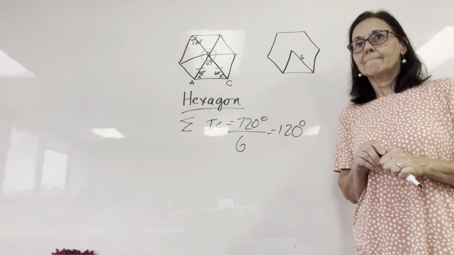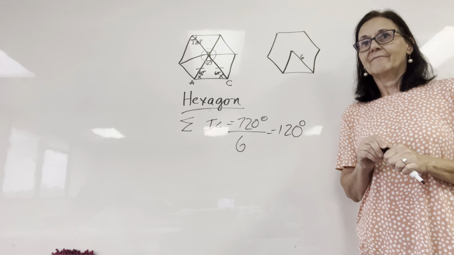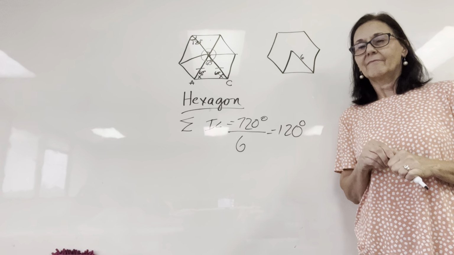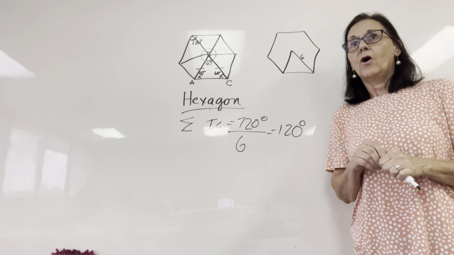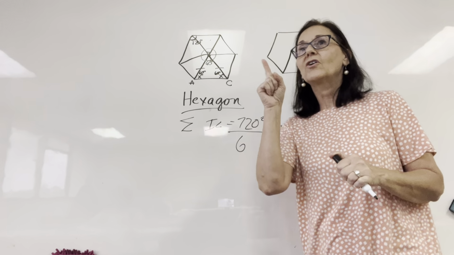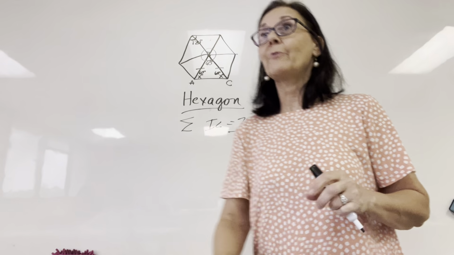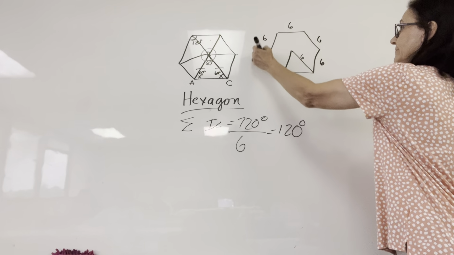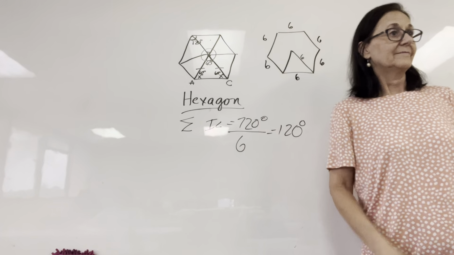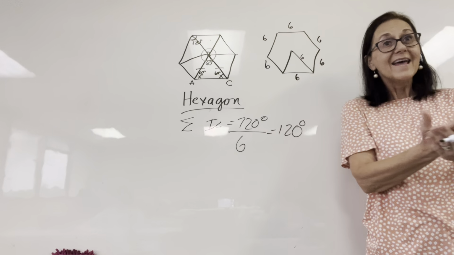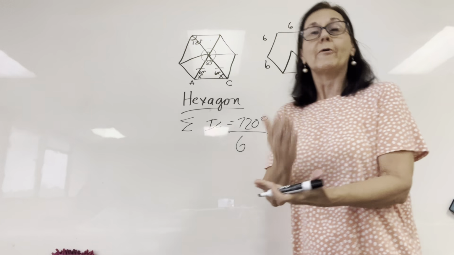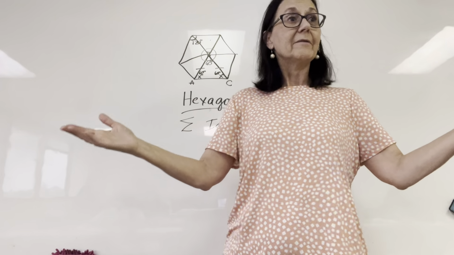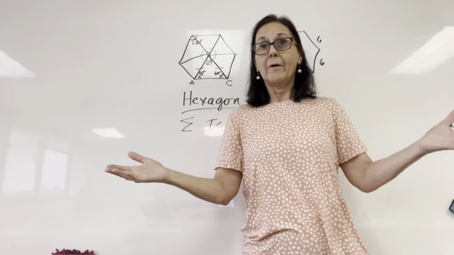Well, if the radii is 6, then the side has to be 6 because the angles are equal, so the sides are equal. That is exactly right. So every side has to be 6. So given a radii of a regular hexagon, you should be able to tell me what the perimeter is.